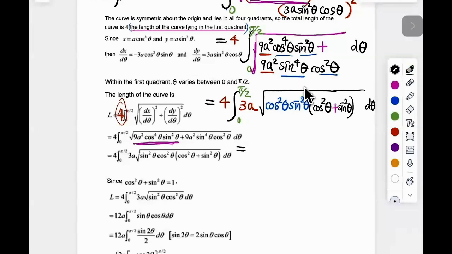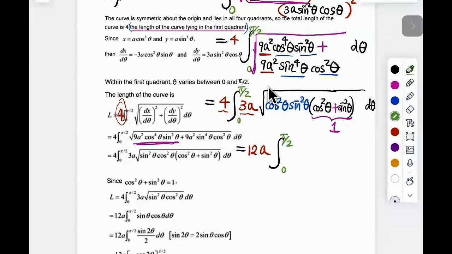Now here, what happened to cosine squared plus sine squared theta? That's going to be 1. Yes, you got it. So now what happened to 4 times 3a? Because the 3a doesn't depend on theta, it's a constant multiple, we can bring it in front. So that will become what? 12a, right? The integral, and then here is 0 to pi over 2.